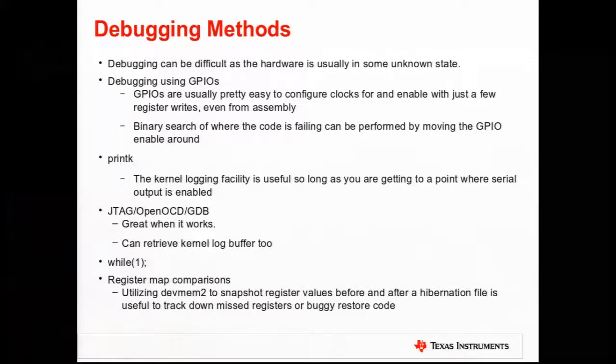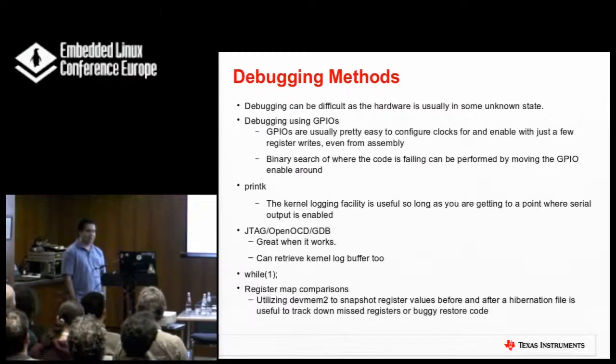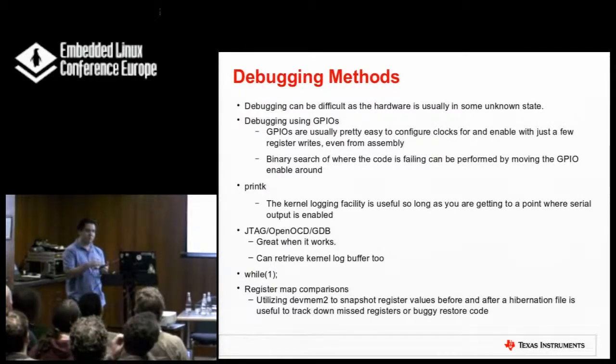Debugging methods. This was the most fun part of the project. Whenever you hibernate or do anything with suspend resume, when something doesn't work, you're often presented with something that is completely dead. And the memory is scrambled, and there's not much you can see. And especially on ARM processors, when you're doing suspend resume, it turns off a lot of clocks, a lot of power domains and things like that. So stuff you'd normally use to debug with is disabled, and if you try to write to it, it'll cause an abort.